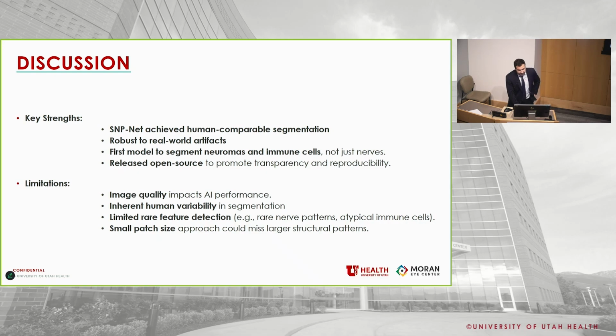So the strength of this neural network generation is that it was able to achieve very comparative measures to humans, but also it's the first of its kind to be able to remove these applanation artifacts and get completely clean images based on whatever images we can get in clinic. It was also the first model, to our knowledge, to segment neuromas and immune cells. The ones in literature mainly segment nerves. And then it was released open source so that other people can build on that in the future if they want to use it.